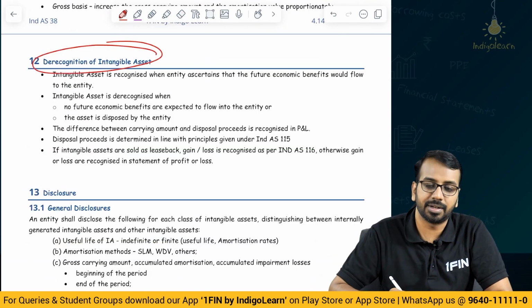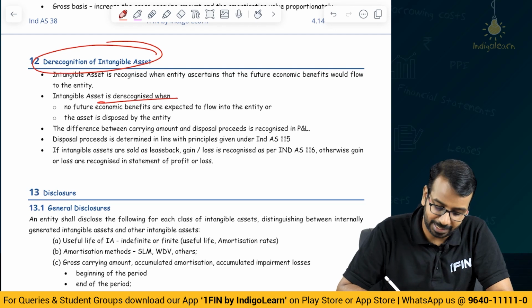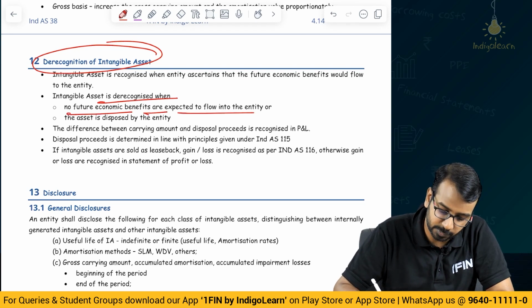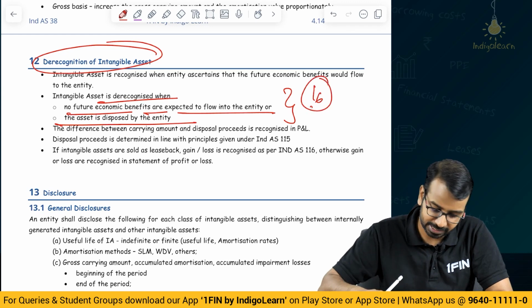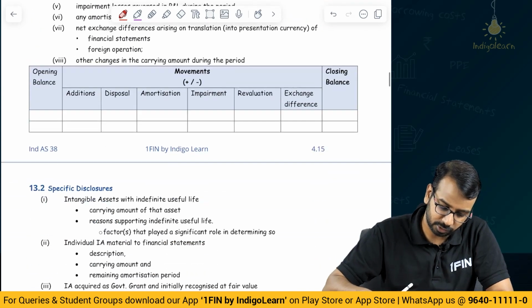Then coming to derecognition of intangible asset. Intangible asset is derecognized when no future economic benefits are expected or the asset is disposed by the entity, similar to the conditions that we have learned in IndAS 16. Then you have disclosures, you can run through it once.